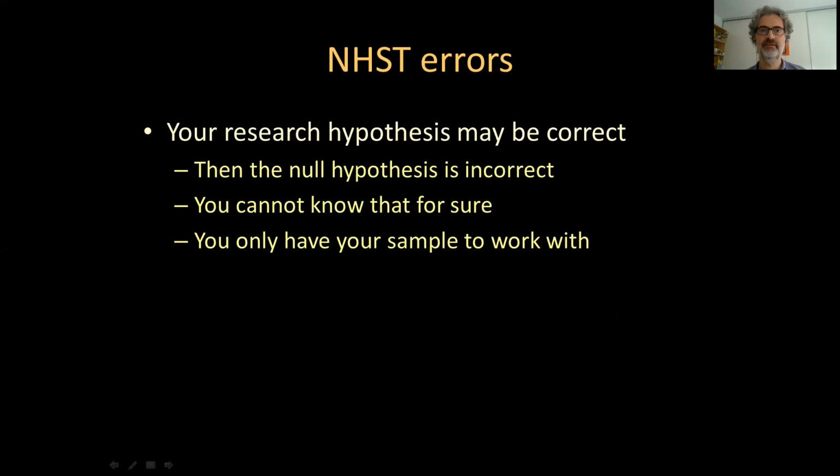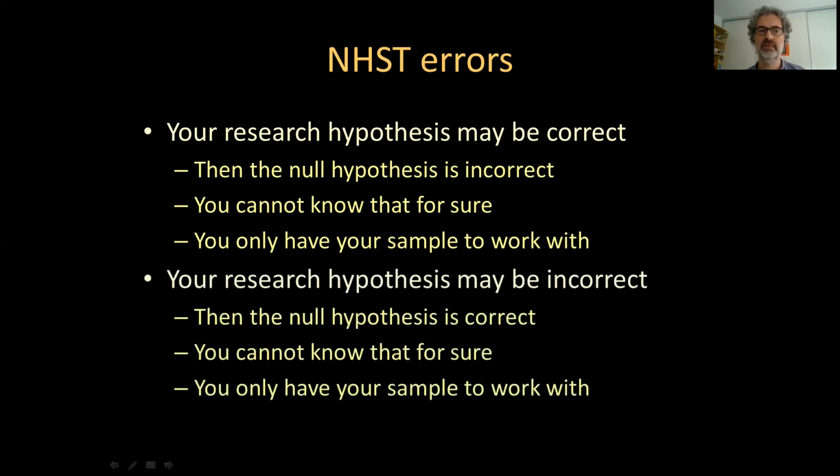The first kind of error is when your research hypothesis is actually correct, in which case the null hypothesis will be incorrect. You cannot know that for certain. If the null hypothesis is incorrect, then you should be rejecting it. But you only have your sample to work with, and your data may not allow you to reject the null hypothesis.